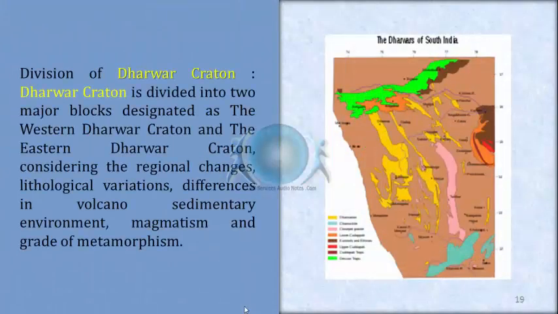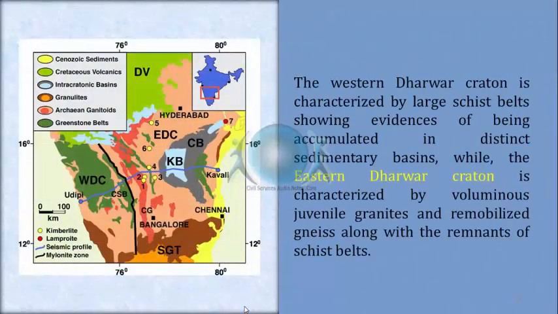Division of Dharwar Craton. Dharwar Craton is divided into 2 major blocks, designated as the Western Dharwar Craton and the Eastern Dharwar Craton, considering the regional changes, lithological variations, differences in volcano-sedimentary environment, magmatism, and grade of metamorphism. The Western Dharwar Craton is characterized by large schist belts showing evidences of being accumulated in distinct sedimentary basins, while the Eastern Dharwar Craton is characterized by voluminous juvenile granites, and remobilized gneiss along with the remnants of the schist belts.